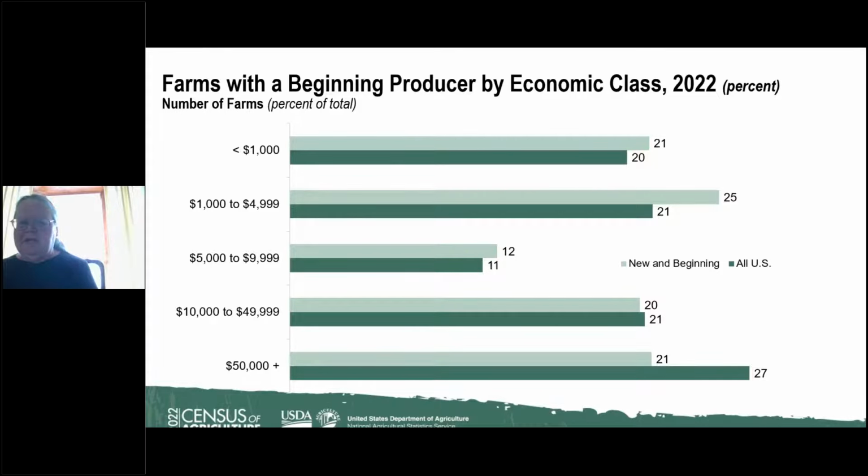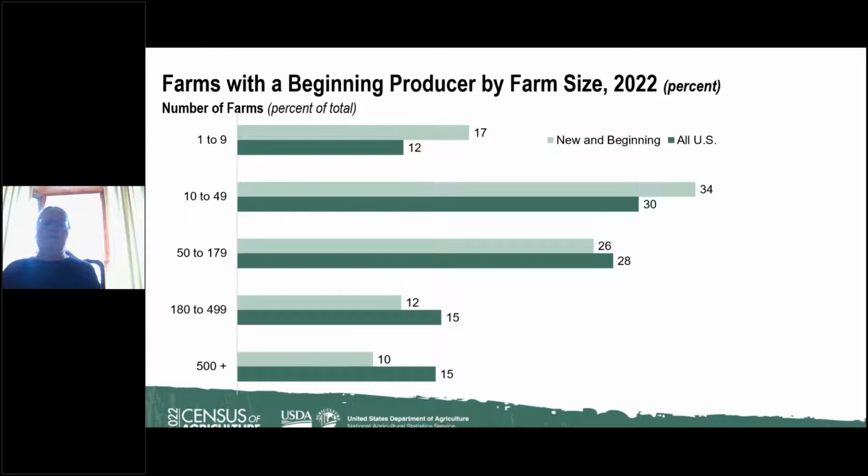If we move on to the next slide, we can look at beginning producers by farm size class. This would be in terms of the acres operated. Again, the majority of new and beginning producers are on farms with less than 50 acres. That's more than the share of producers overall.